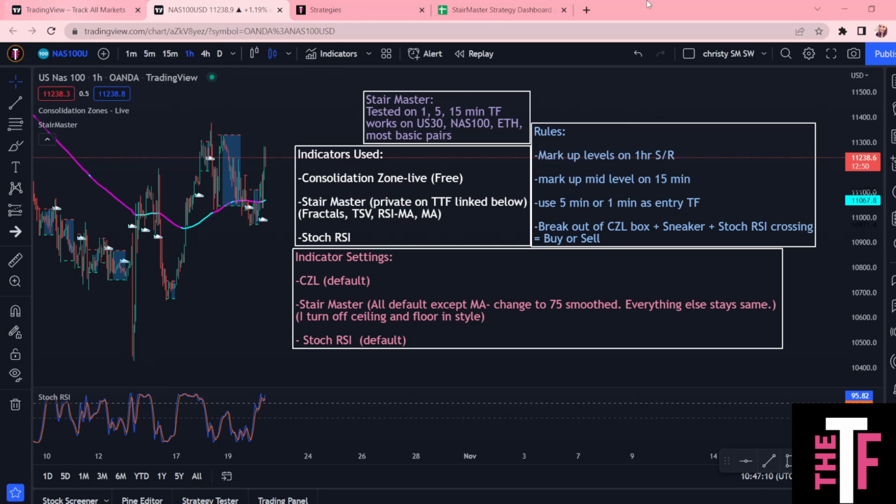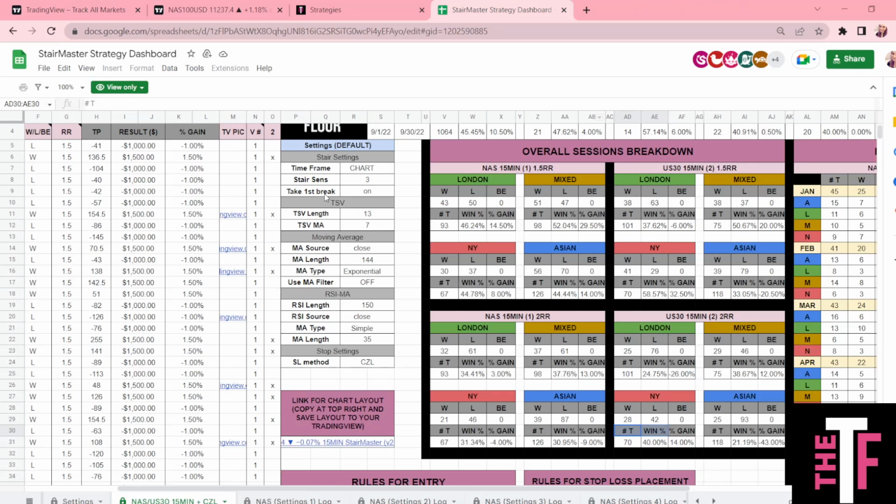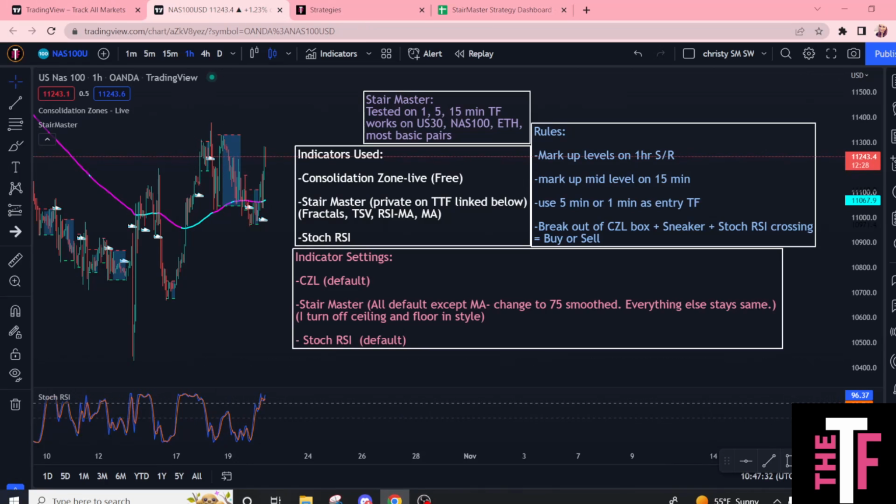I'll show you a quick glance of what that would look like. For instance, you would come into the back testing data and you can see on the bottom we have all of these different settings tabs: gold, Ethereum, NAS, a bunch of them there, and different versions of it. So you can find all of those settings on the actual trading floor, and that's if you're using the private indicator StairMaster.